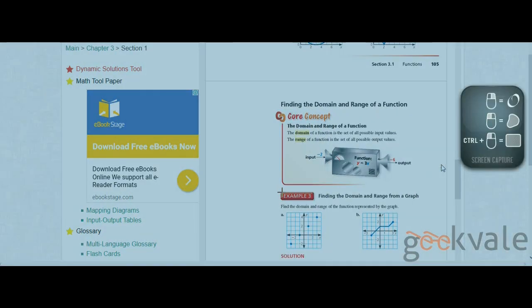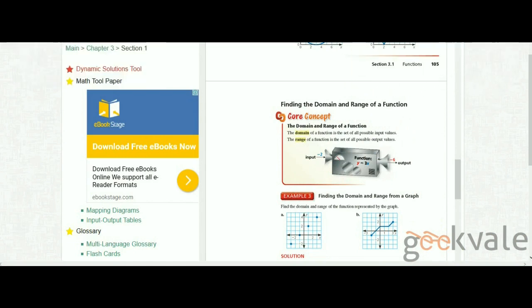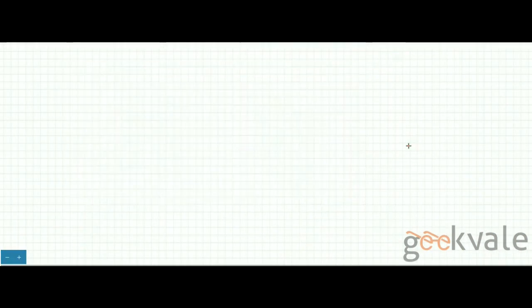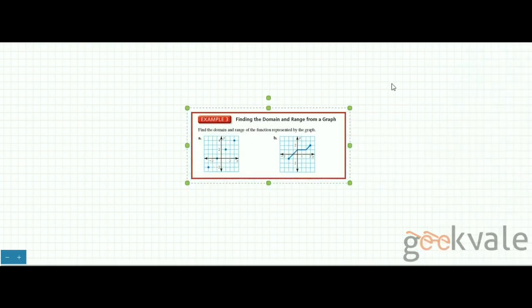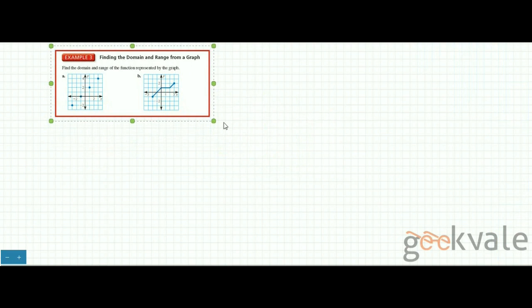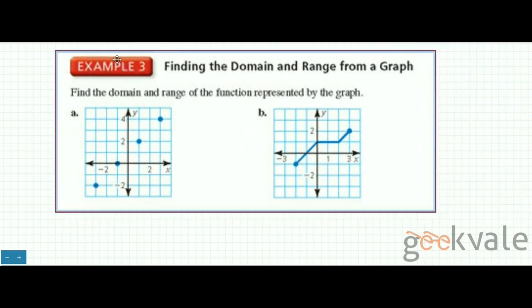If the graph is representing a finite region, then you can easily write down the domain and range from the graph. Now let's look at this one. You can locate the xy coordinates of these points, and they will tell you the domain and range.